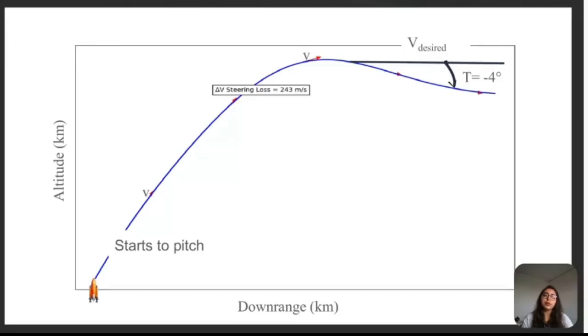By the way, in the case of launching the Lunar Excursion Module from the surface of the Moon into orbit, the angle at the very end for the thrust vector was -4 degrees. The delta V steering loss for the Saturn V was 243 meters per second. So, our propellant has to make up for that loss. That is very difficult to calculate, and one practical way of approaching this is to look up the steering losses on similar launch vehicles.